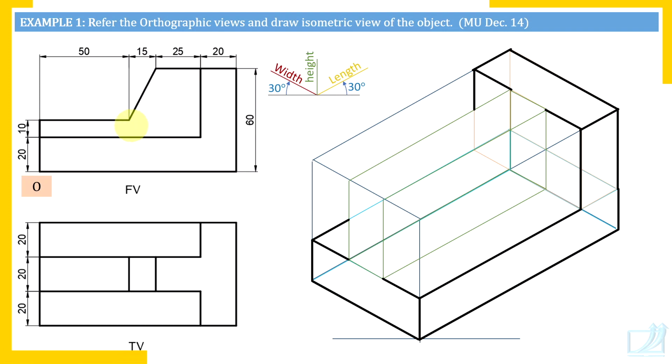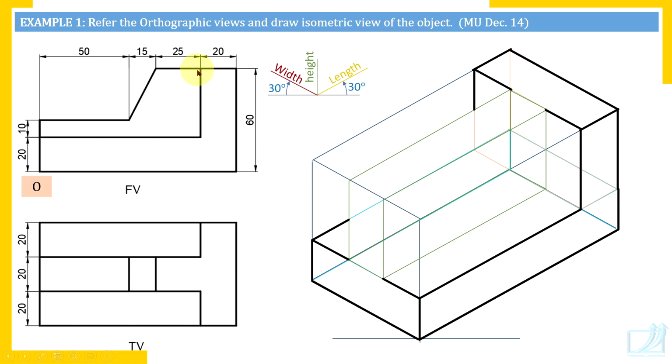Okay, so principal edges. Check here. This base edge of this plate. Now we are talking about this shape. Base edge of this shape is principal, parallel to length. Then this edge which is parallel to height.